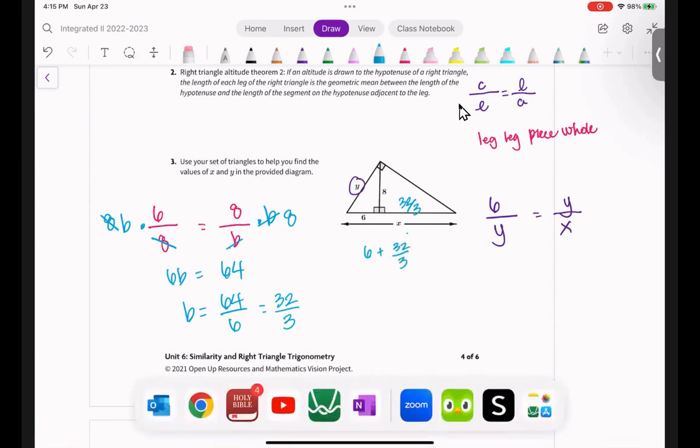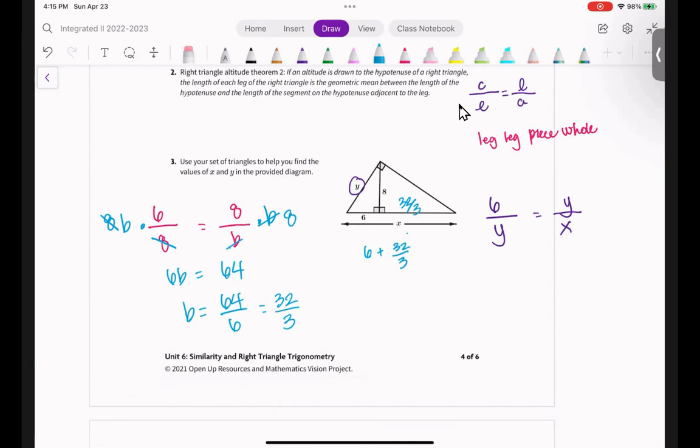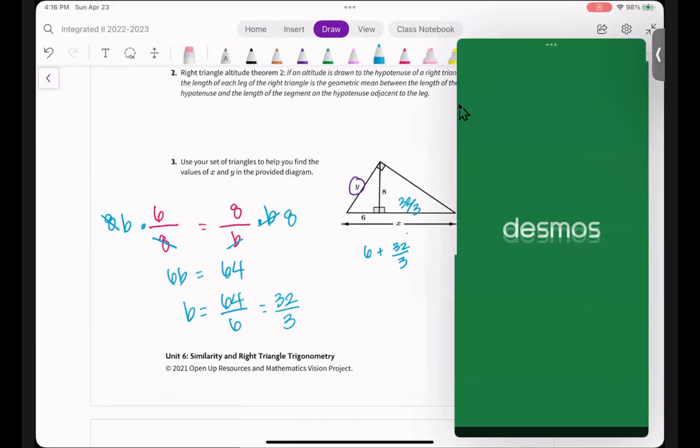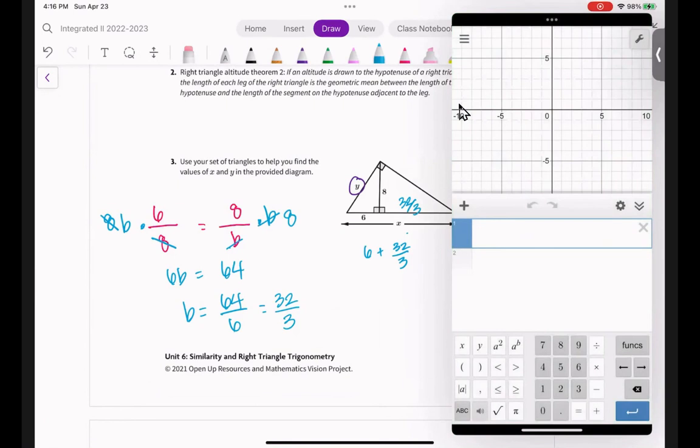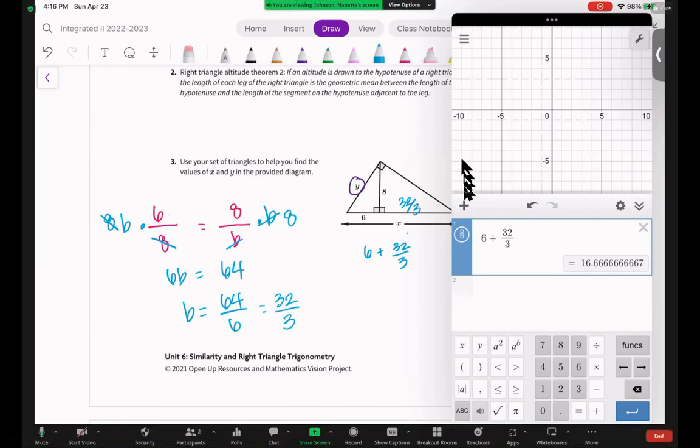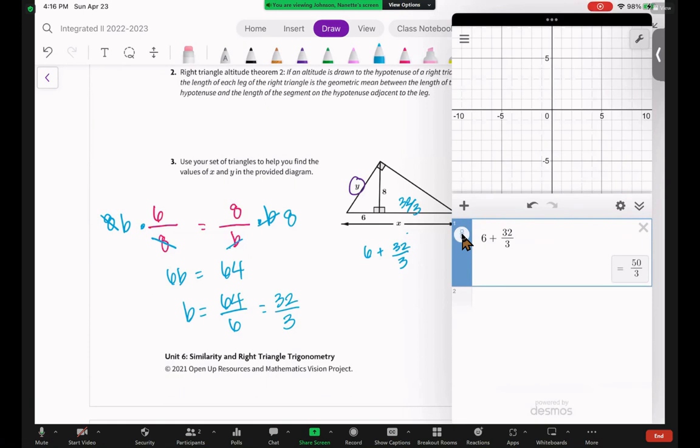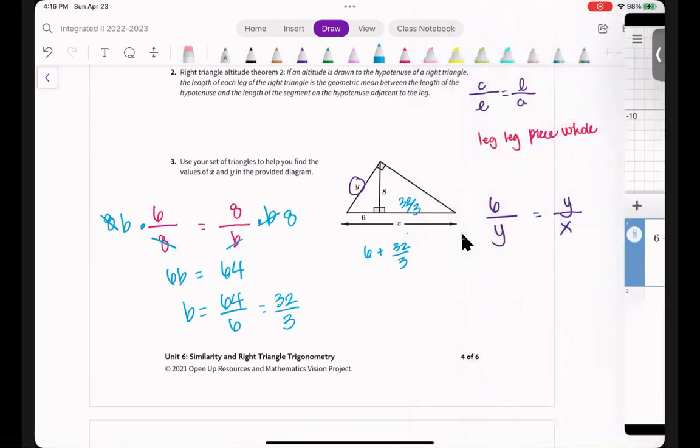Now I could do this in Desmos if I want, and I'll do it just so you guys see. So I go 6 plus 32 over, oops, what happened? 32 over 3. And I get that. And if I want it to be a fraction, then I'm going to push this little button right here. So I click that, I get 50 over 3. So now X is equal to 50 over 3.